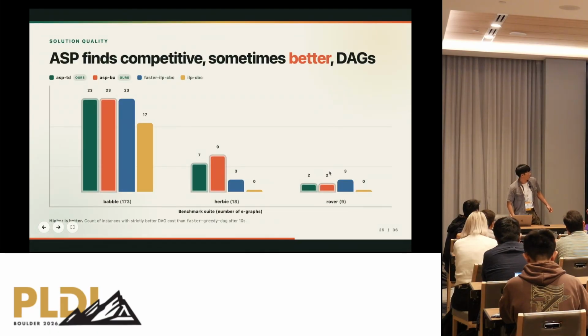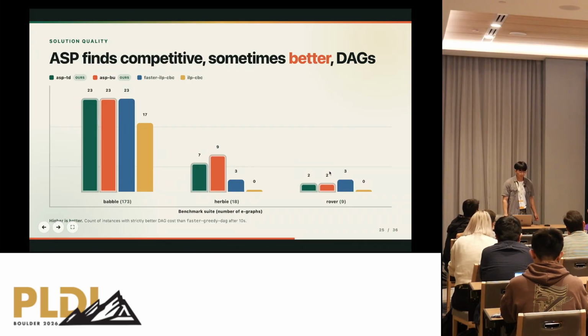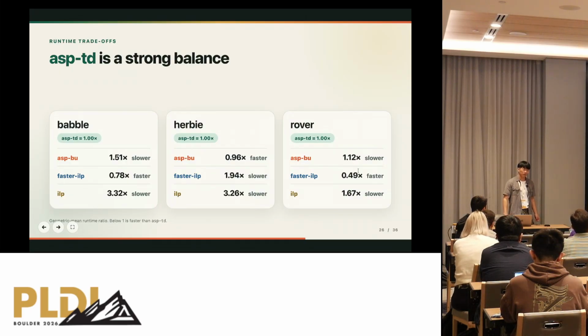So here's the quality. Overall we find a really nice number of optimal benchmarks, and where not optimal, still better than greedy, compared to the 10-second execution of greedy. And it's better than ILP in general on quality. And the performance is also quite impressive. As you can see, compared with the faster ILP, we are still getting better on a lot of cases. And overall, we are much better than the naive ILP.